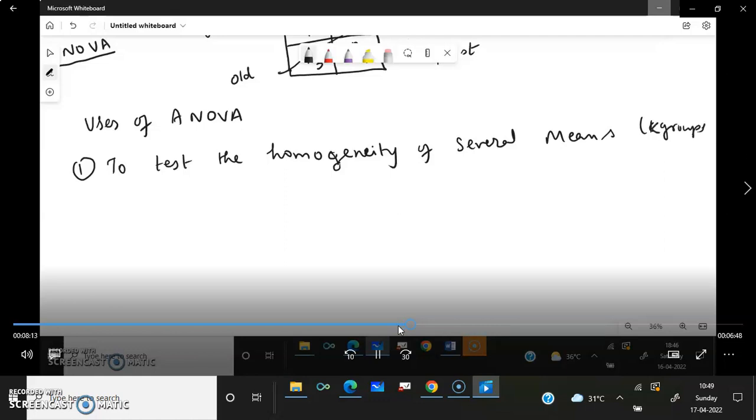Okay, that is H naught, mu1 equal to mu2, the null hypothesis. You can frame it as mu1 equal to mu2 equal to mu3 and so on to mu k, right? The alternative hypothesis will be H1: mu1 not equal to mu2 not equal to mu3 and so on to not equal to mu k. That is, there is a significant difference between these k independent variables.